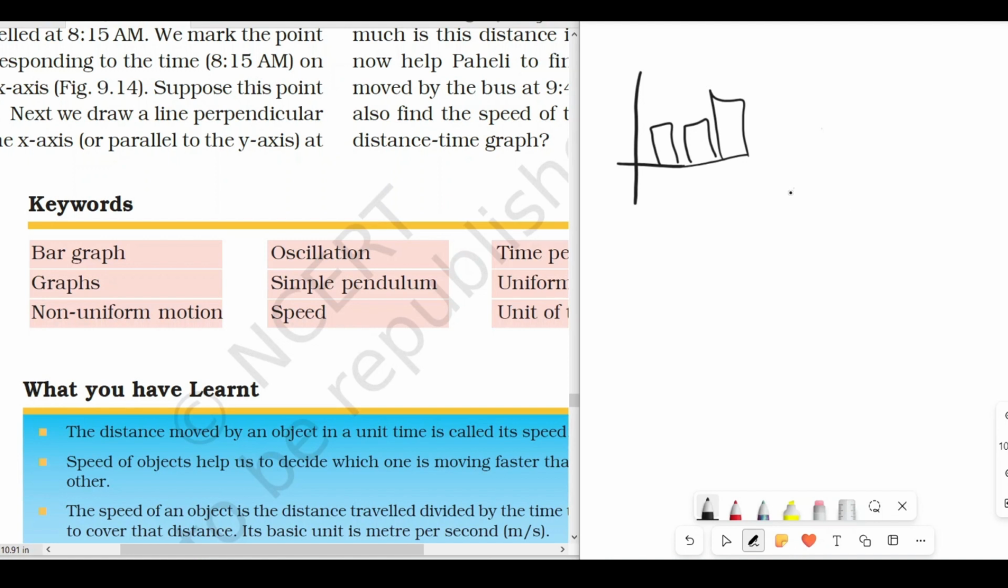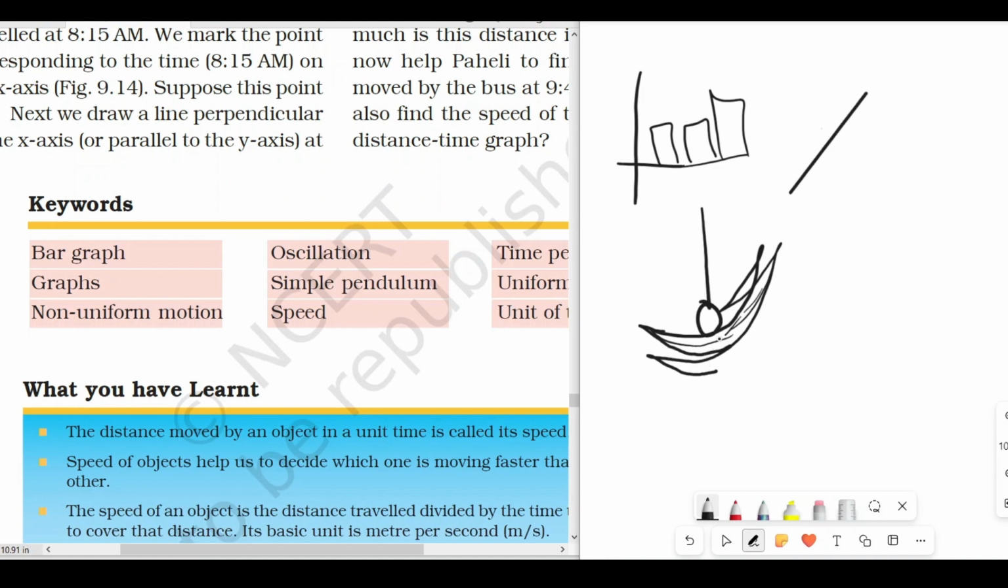Uniform motion is that in which, if we look at any same time interval, the distance covered remains the same. Okay. Oscillation, we saw what was oscillation. It was the to and fro motion of a pendulum, or the periodic motion of an object is called oscillation. Okay. How much is one oscillation? The complete journey of a pendulum is called one oscillation.